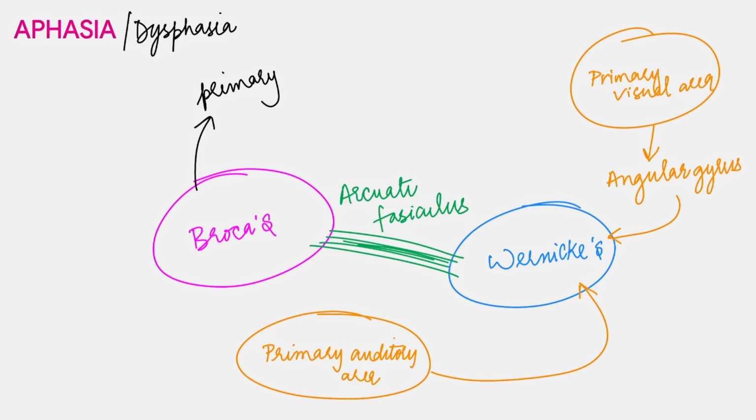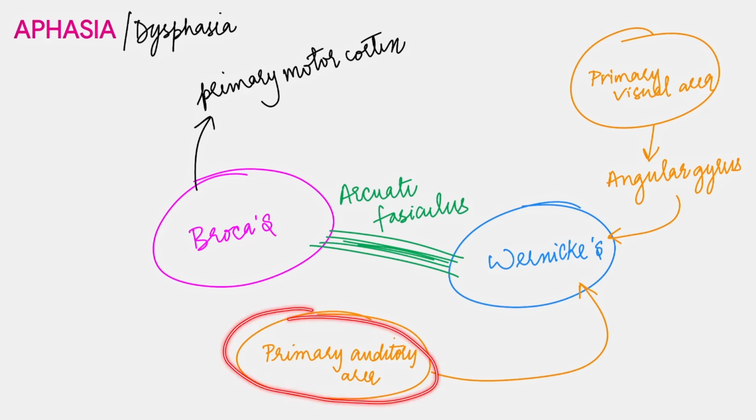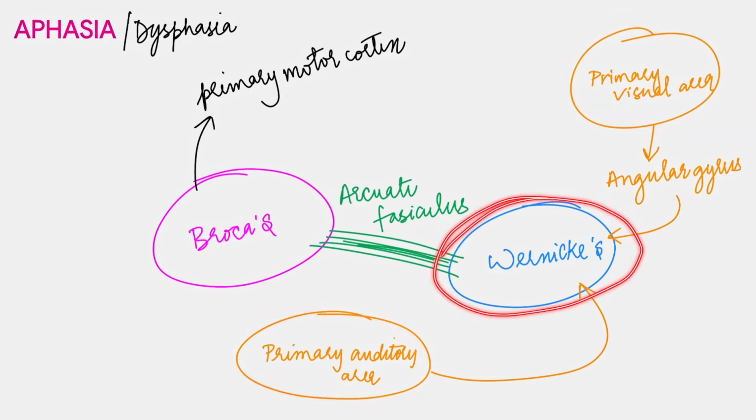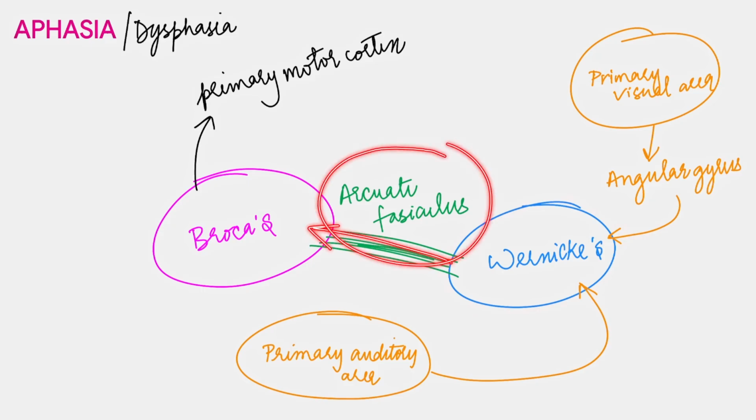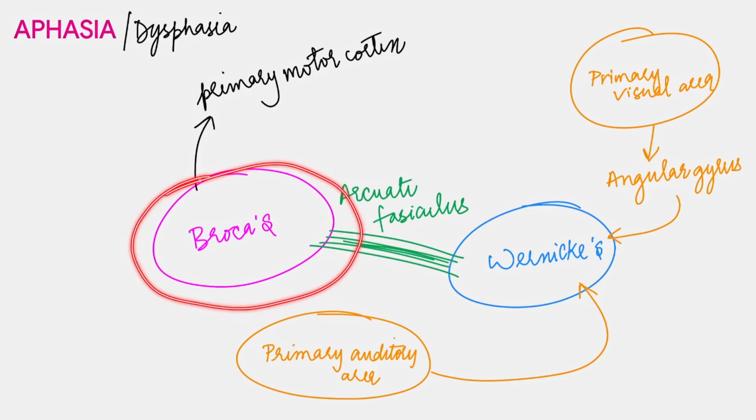From there, there'll be inputs to the muscles of the vocal cords, then you can obviously speak properly. So this will be the primary motor cortex. So again, you either hear something or you read something. Whatever it is, it will go to the sensory speech area, which is Wernicke's area. Then from Wernicke's area, it will go to Broca's area through the arcuate fasciculus, and from Broca's area, it will go to the primary motor cortex, after which you can produce speech.